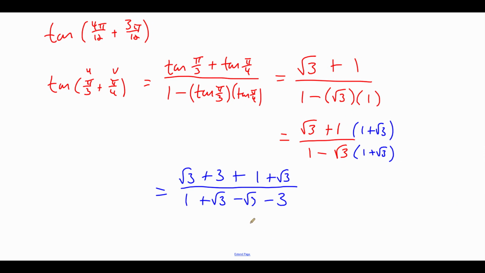Now as we're looking at combining some like terms, on top, 3 and 1 combine to make 4. Root 3 plus root 3 is going to be 2 root 3. On bottom, the positive root 3 and the negative root 3 are going to cancel each other out. 1 minus 3 is negative 2. If I take 4 divided by negative 2, I get negative 2. On the back end, these 2's are going to cancel out, and we're going to get minus root 3. So the tangent of that 7 pi over 12 that we were looking at is going to give me negative 2 minus the square root of 3.